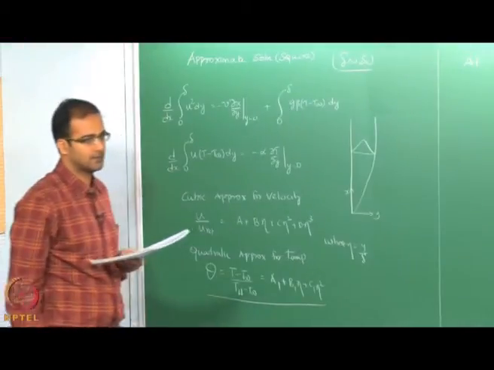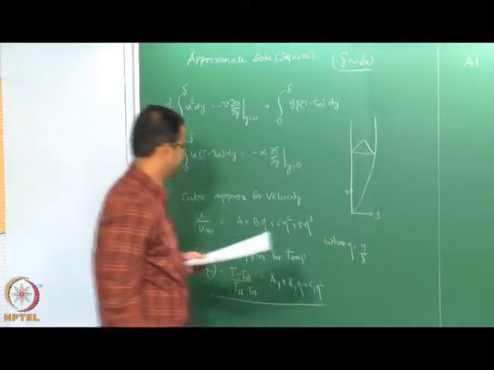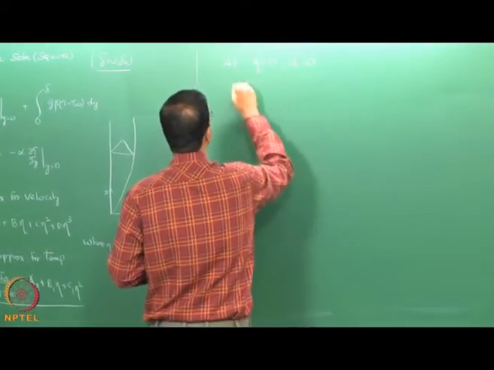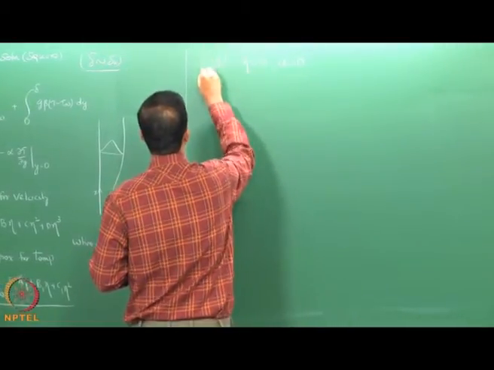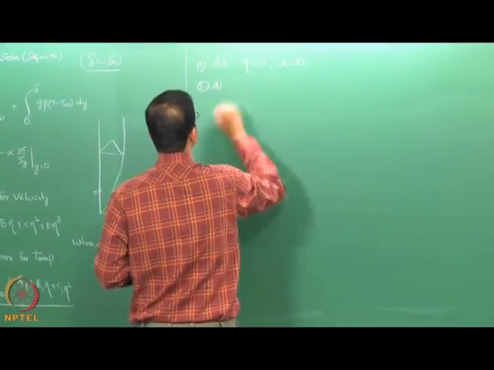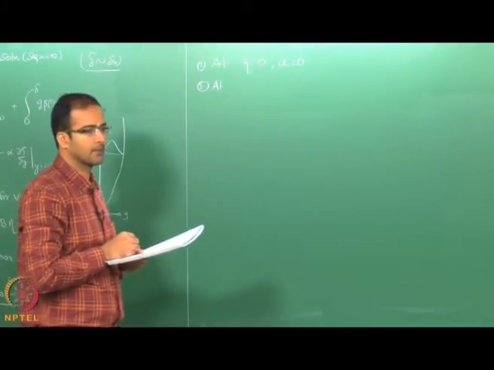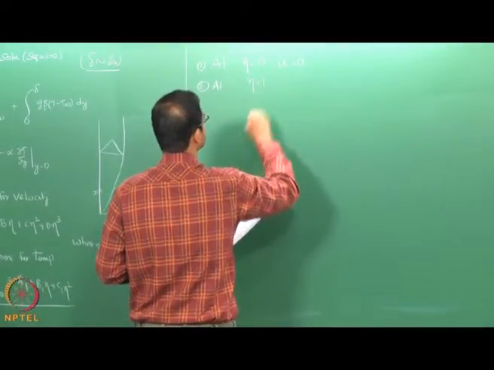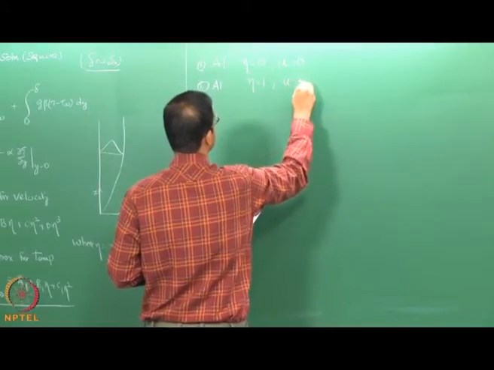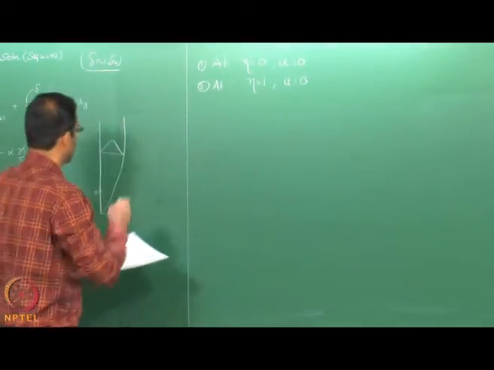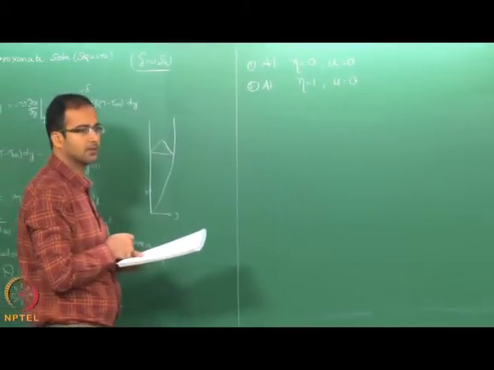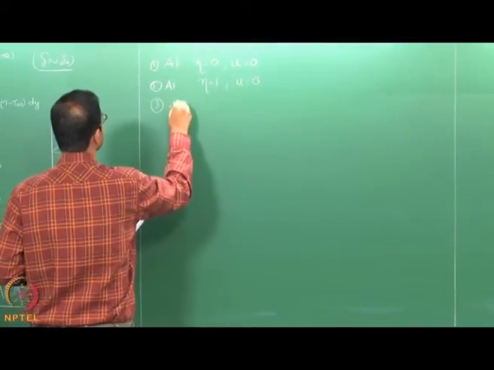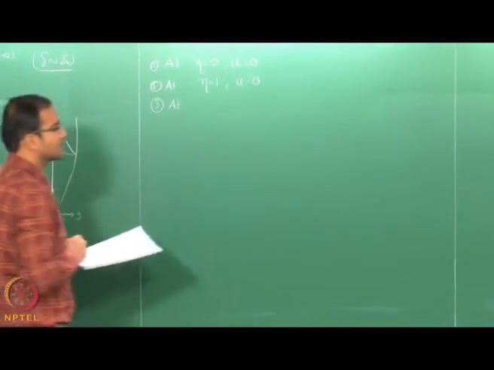What can we write? At eta equal to 0, u equal to 0, and what will be the second boundary condition? At eta equal to 1, u equal to 0 again, we do not have any velocity outside the boundary layer in the natural convection case. And number 3, we need totally 4 boundary conditions. So, what will be the third boundary condition we can write?